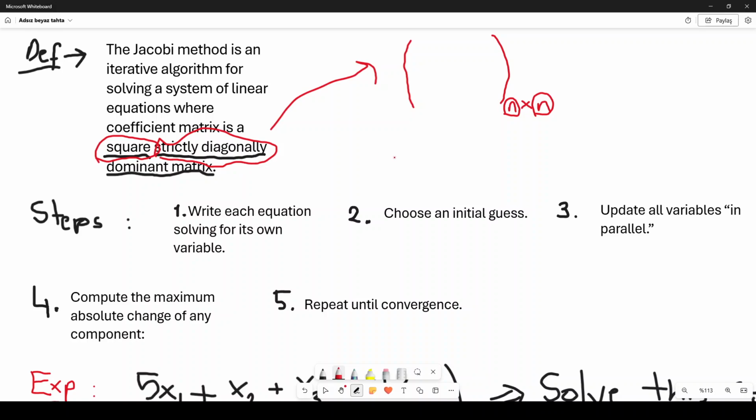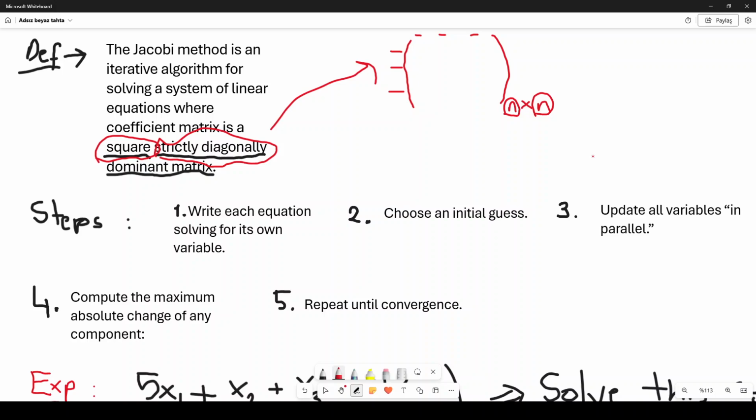But in our case, when we represent a system of linear equations in matrix form, what does this mean? Each row corresponds to one equation in the system from top to bottom, and each column represents one unknown variable. So if we have an n by n matrix which represents our system, then that means we have n equations and n unknown variables. This is important for our Jacobi method.